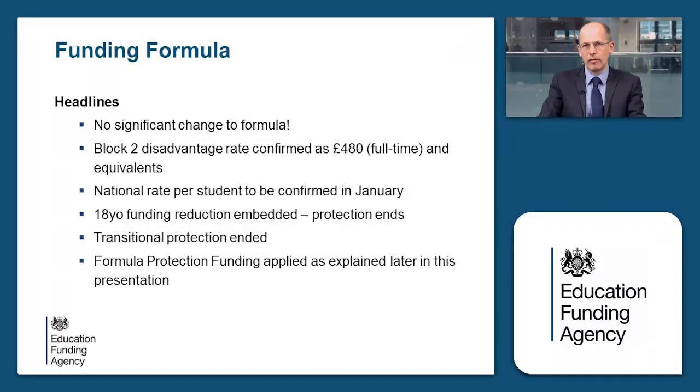I now want to give you a summary of how the funding formula will work in 2015-16. First of all, I want to emphasise that there is no significant change to the formula for 15-16. In terms of the rate of funding, we are not yet able to confirm the national rate per student. That will take place in January when we've analysed the data on student numbers recruited this year. However, I can confirm that the Block 2 disadvantage rates for students without GCSEs in English and Maths will be unchanged. That is, £480 for full-time students and the equivalent rates for part-time students.